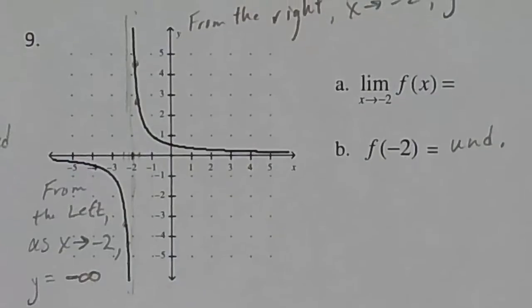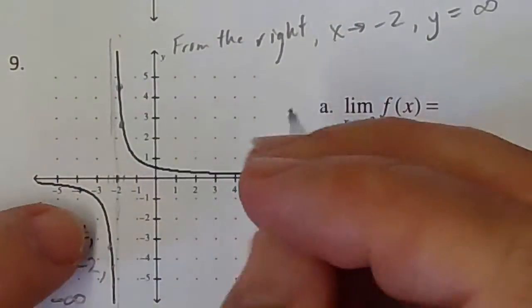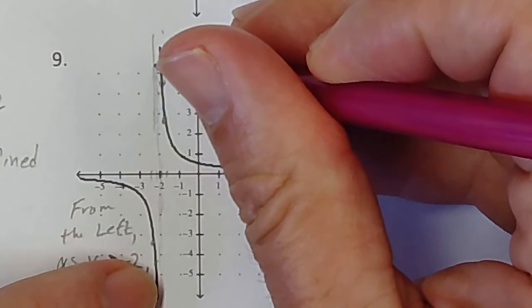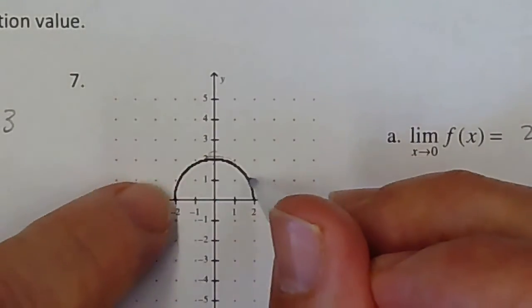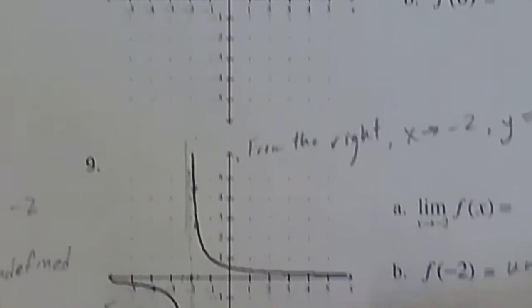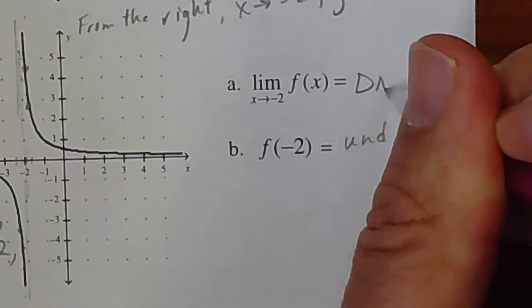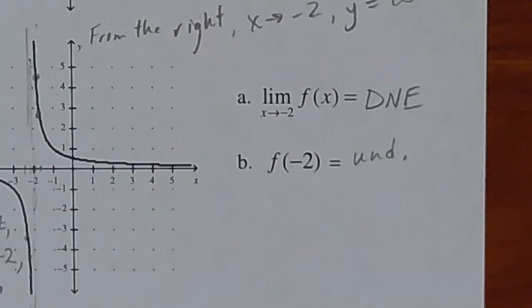Everybody see that? Coming in from the right and the left, my fingers are not converging on the same number. So we say it doesn't exist. Here it existed. Why? Because they're bumping into each other. Okay? Here they're not. So this is a scenario where we say does not exist.